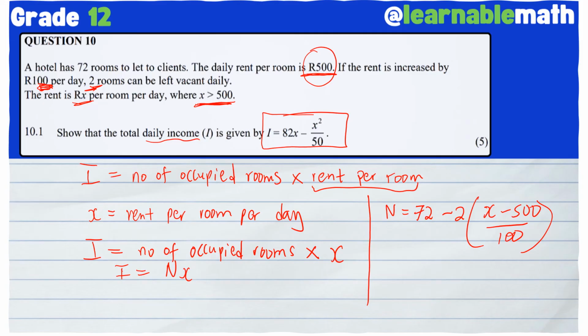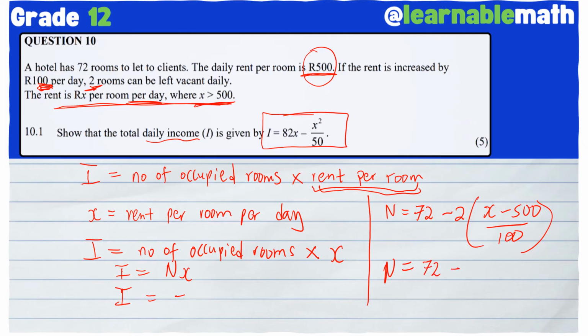Now we can finally find the expression for I, because I, which is the daily income of this hotel, will be the number of rooms that can be occupied, as expressed here, multiplied by the rent per room. We are told in the statement that the rent is X per room per day. So X is your rent per room per day. The number of rooms expression, we have found it. So I'll say we have 72 minus 2. Maybe we can first simplify it, and substitute when we have simplified.